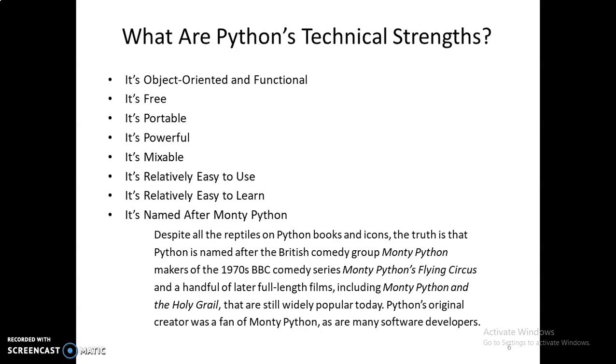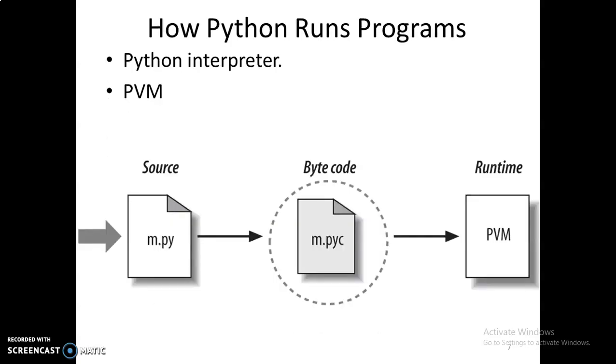And you see, Python is named after Monty Python. You may see a lot of logos of reptiles on Python books. The truth is that Python is named after the British comedy group Monty Python, makers of the 1970s BBC comedy series Monty Python's Flying Circus. And Python's original creator was a fan of Monty Python. So are many software developers. That's why it carries its name from there.